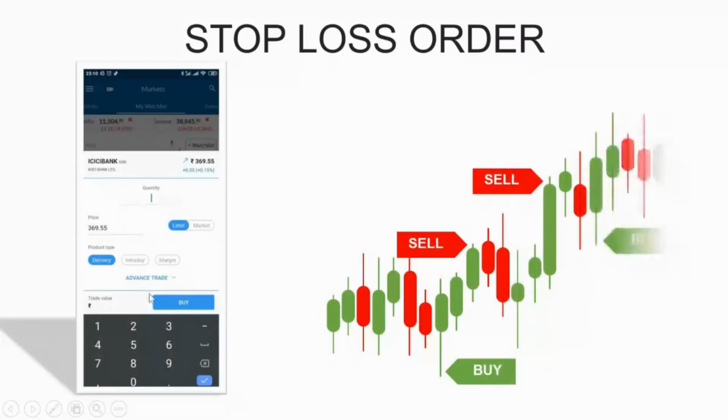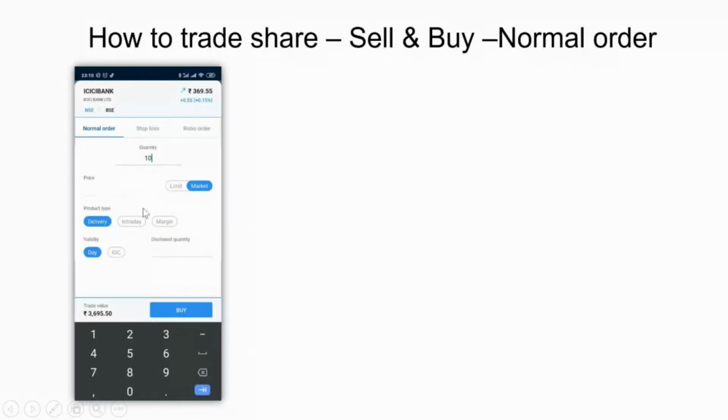We know that there is an option of advanced trade in the buy window and in the sell window. Click on that option. Now a new window opens. The new window gives you three options to carry out your transaction: normal order, stop loss order, and robo order.